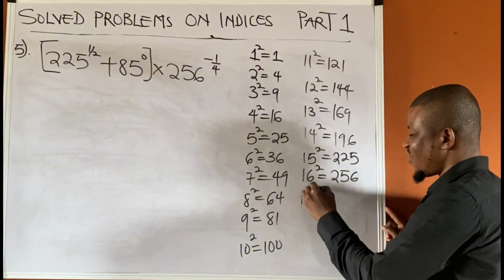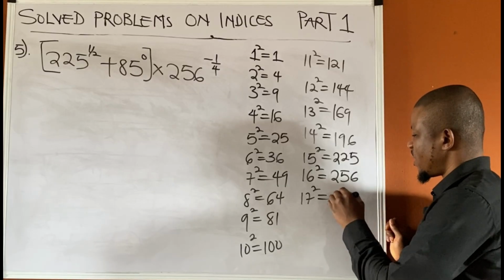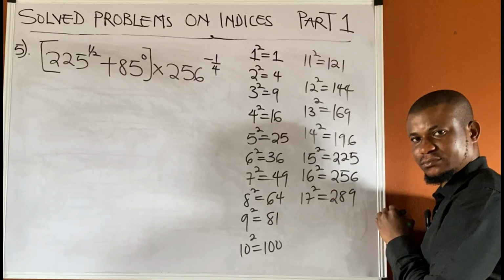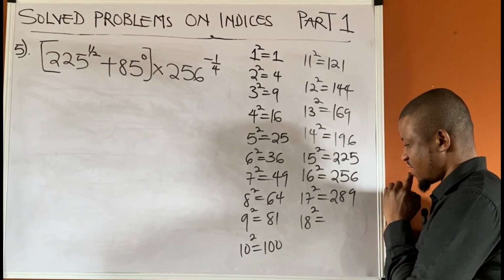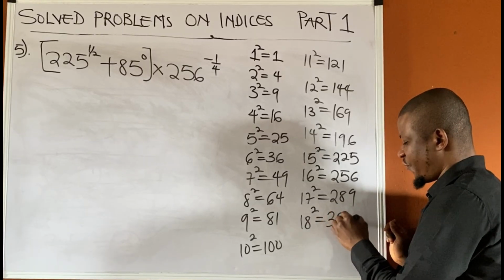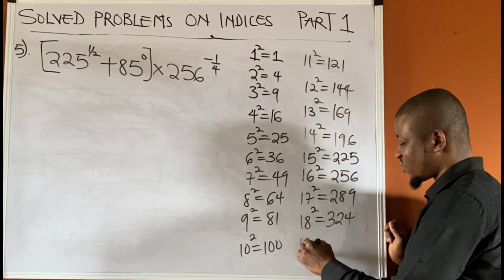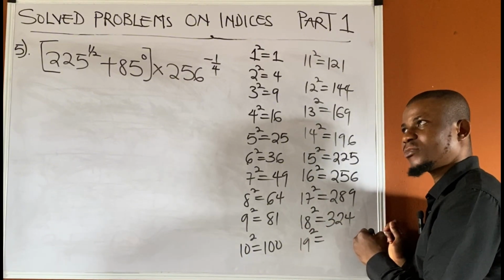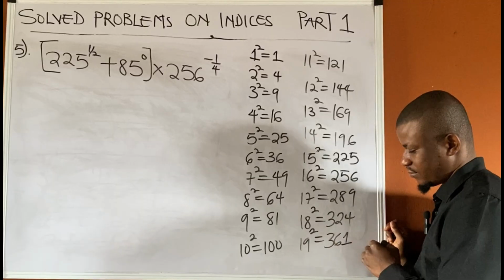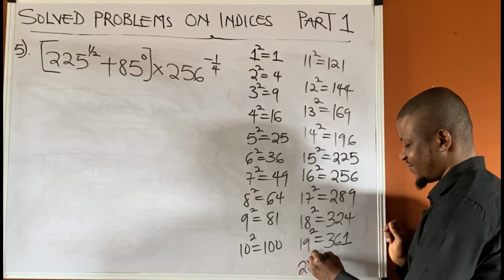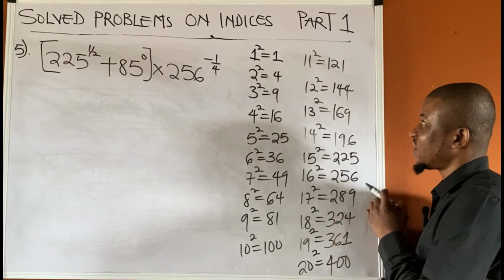17 squared will be 289. 18 squared is 324. I think that's correct. I hope so. 19 squared should be 361. And 20 squared is 400. Okay, let's stop it here. And I hope we are all correct in these perfect squares.